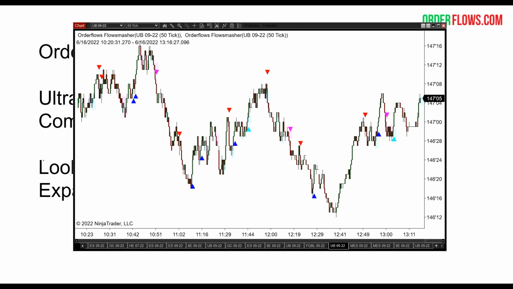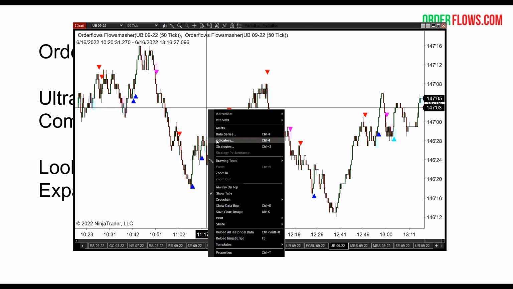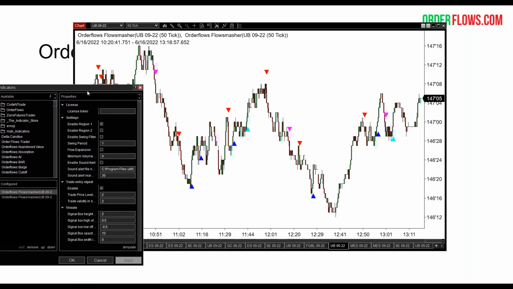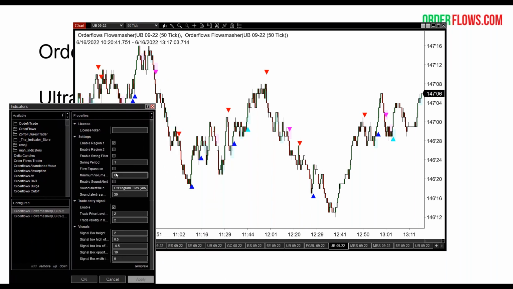Okay. Now, again, if you were to add flow expansion, I wouldn't add flow expansion on a tight market. Actually it is on here already, but let's take it off there. I would not add flow expansion on the ultra bond on a 50 tick chart, because flow expansion is really meant for markets that are a bit more volatile. So here we go. Okay, so again, there's your signals. Now, again, if you add flow expansion, you will see more trades.